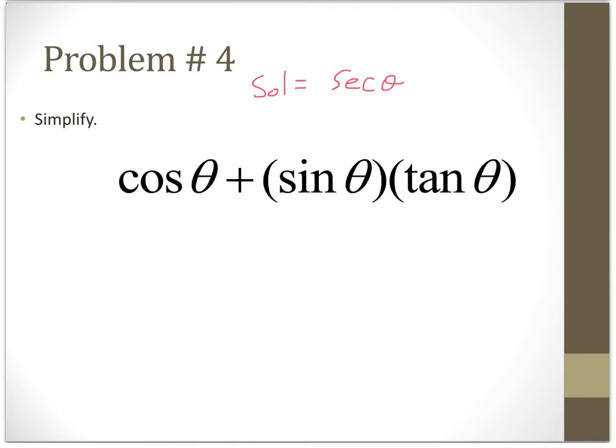Okay, so the solution is secant of theta. So how did we get that? This one might be a little bit less involved than the other one, but it's got the same idea. First thing I'm going to do is take cosine of theta plus sine of theta, and take tangent, and rewrite it in terms of sine and cosine. And I'm going to combine the left side, because it's multiplication. We've got to do that first.